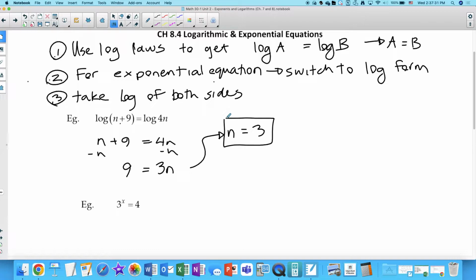Okay? Now, one thing to do is to check to make sure that if n equals 3, both arguments are positive, right? So I'm just going to do a quick check. Okay, 3 plus 9 is 12. 4 times 3 is 12. That's fine.